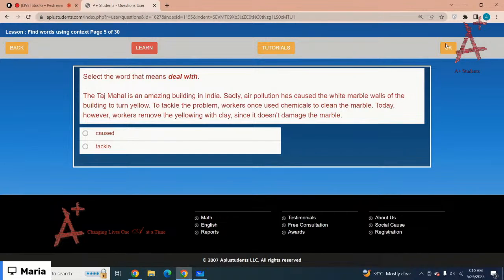Which is the correct option? It would be tackle. Got it? Caused means reason, and you have to tackle the problem. Got it? It would be tackle.